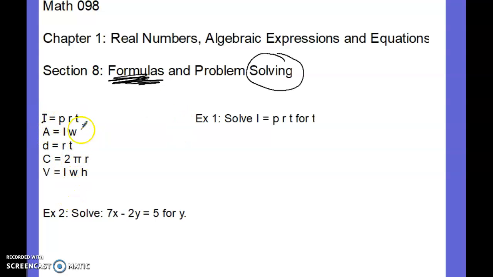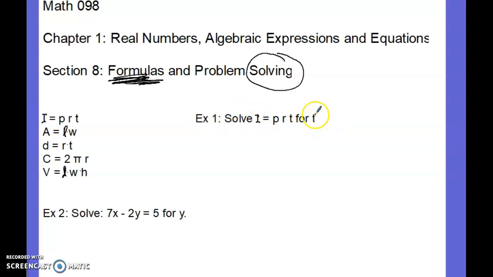Here's a lot of common formulas you've probably seen, like interest equals principal times rate times time, area equals length times width, distance equals rate times time, circumference equals 2 times pi times r, volume equals length times width times height. That's my cursive L, otherwise it looks like a 1. And this is supposed to be an I, but it looks like an L.